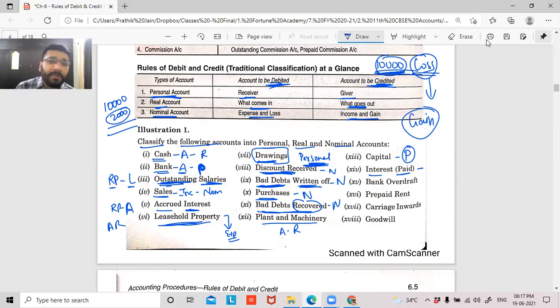So what do you think? Personal, real, or nominal? Personal, sir. Nominal. Why personal, you're saying? Interest paid. Interest is expense. Interest is expense. Nominal. Clear? Yes, sir. Okay.